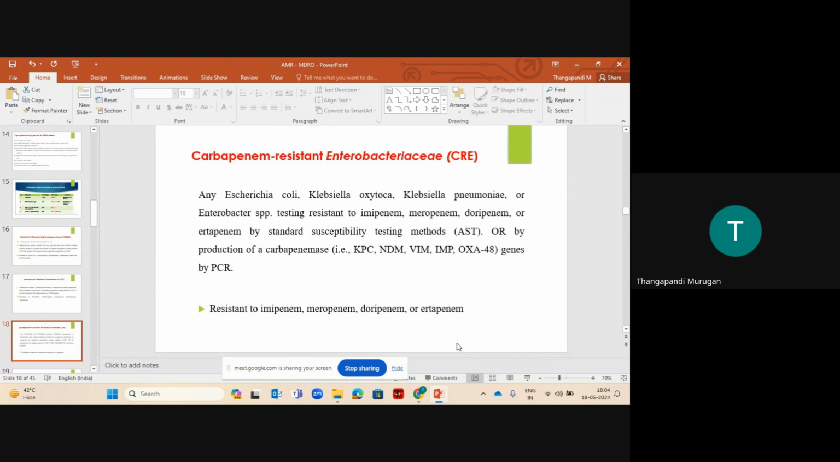Another thing you need to understand is that carbapenem resistance is also produced, because whenever you take an action, there will be an opposite action, right? Like in these cases, it is like that.